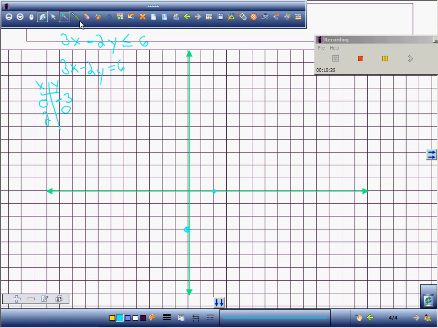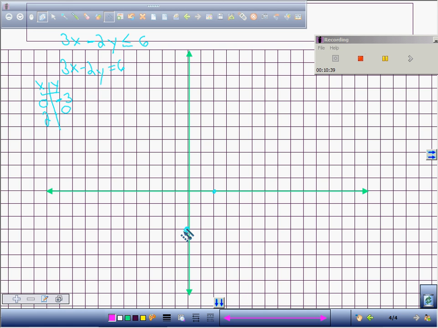Okay, should I make this a solid line or a dotted line? What do you think, Luke? Solid line or dotted line? It says less than or equal to. Solid, very good. And the reason you make it solid is because this says less than or equal to, okay?